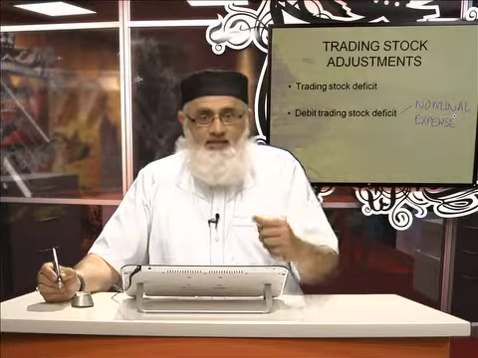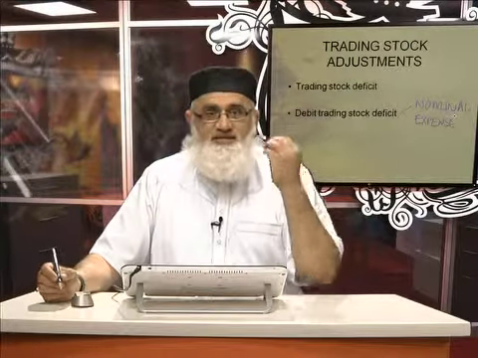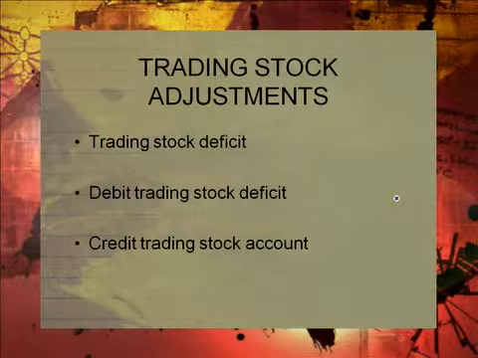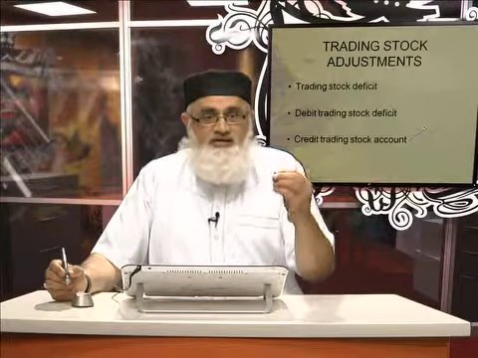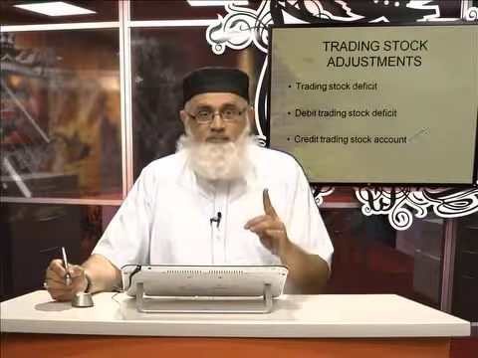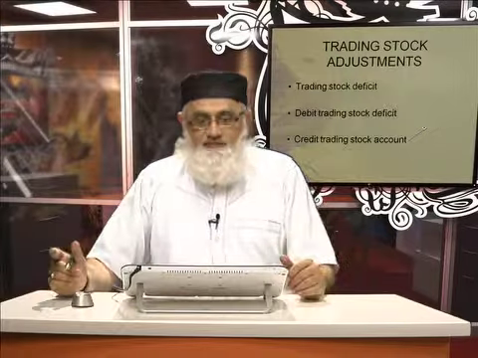Why are we debiting it? Because it's an expense. What do expenses do? Expenses decrease your owner's equity. Right. What do you credit? Certainly, you're going to credit your trading stock account. Why? It's an asset account, decreasing in value, therefore credited. Now remember, this is when you identify the expense, which means this has been identified during the course of the year.